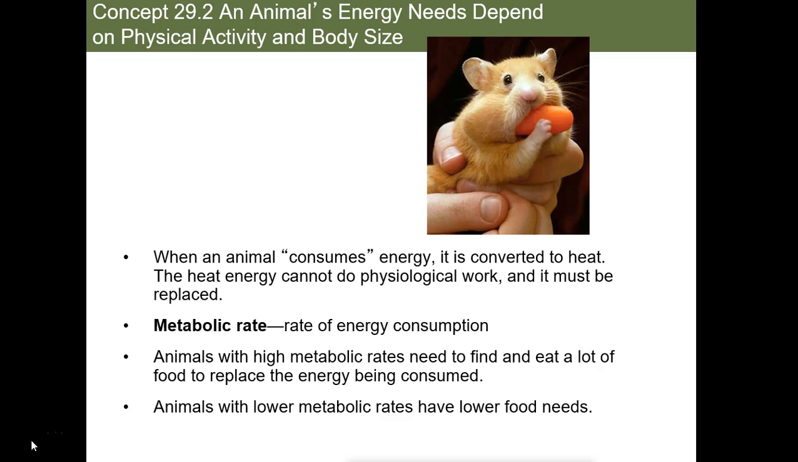When an animal consumes energy, it is converted to heat. The heat cannot do physiological work and must be replaced. Metabolic rate is the rate of energy consumption. Animals with higher metabolic rates need to find and eat a lot of food to replace energy that is being consumed. Likewise, animals with lower metabolic rates have lower food needs.